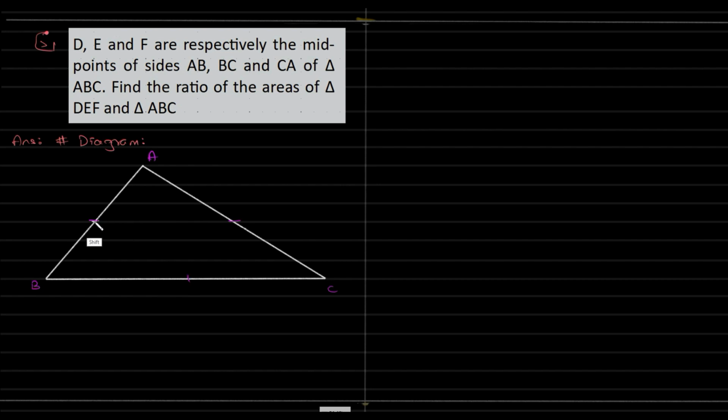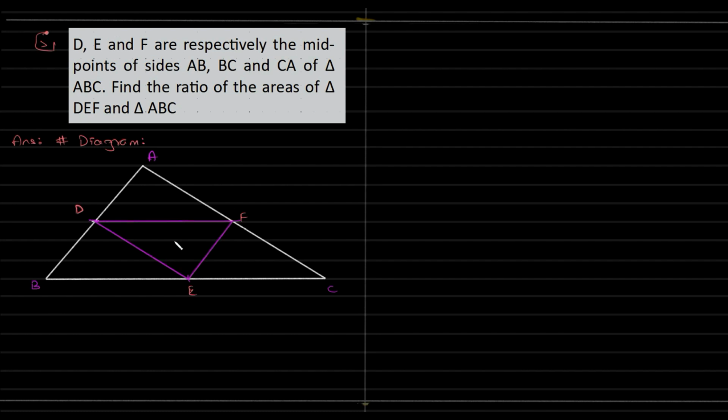So we have this. Okay, looks correct. And this is D, and this is BC, E, and this is F. So find the ratio of DEF and ABC. We need to find those ratios. So how do you do this?